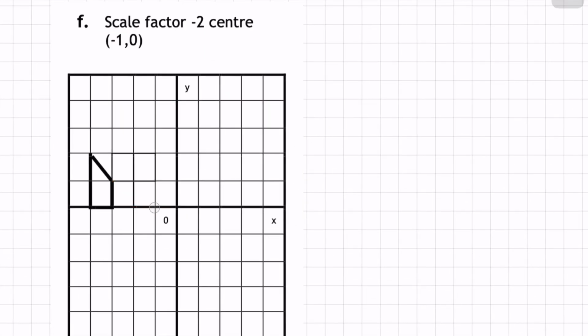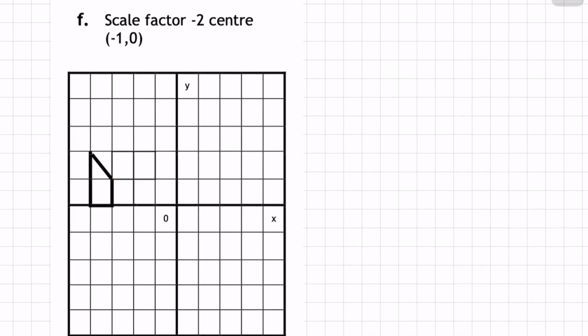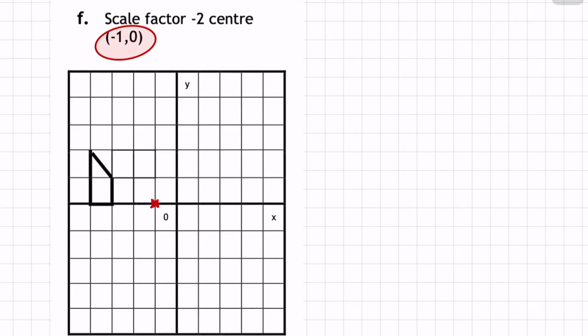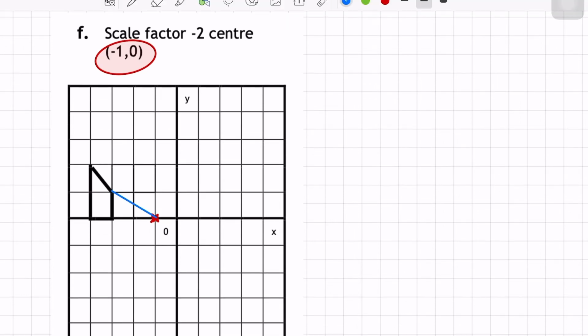In this question, we want to enlarge the shape. First, we need to label the enlargement center. It's (-1, 0). Next, we need to join any point of the shape and the enlargement center. So I'm going to pick this point. Make sure you extend your line. Now I'm standing at the enlargement center. Let's see how to get to point A. We need to go 2 squares across to the left and 1 square up.